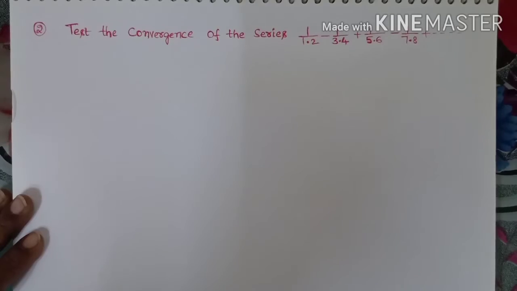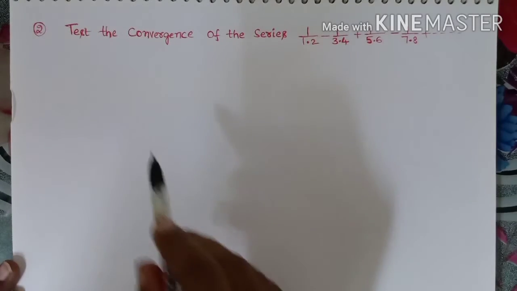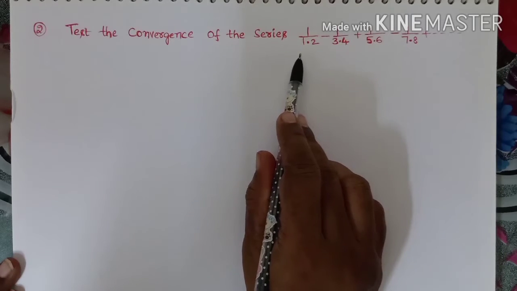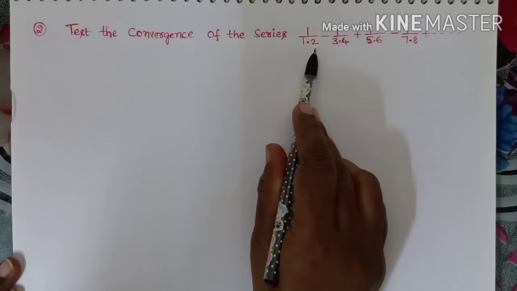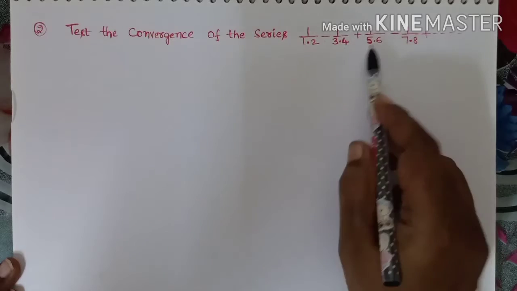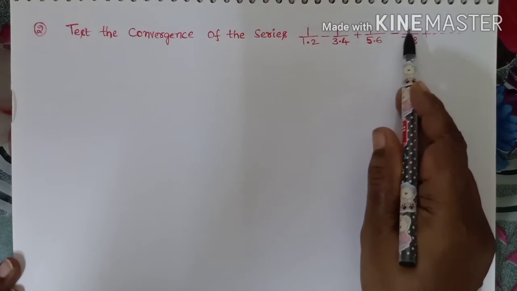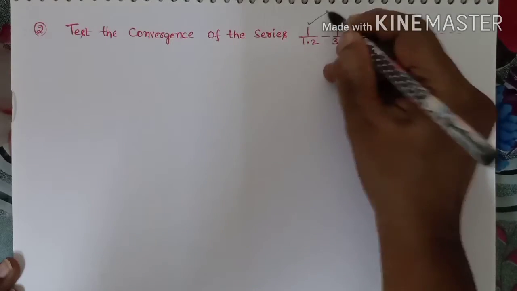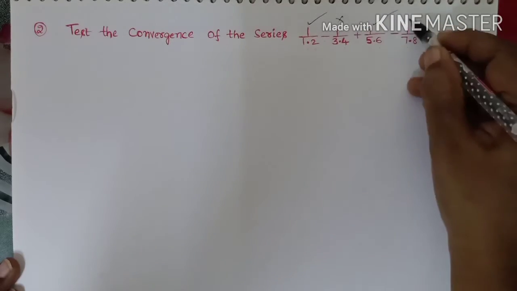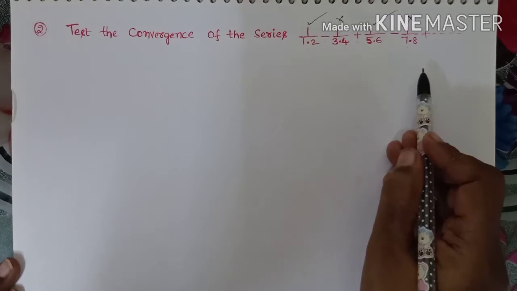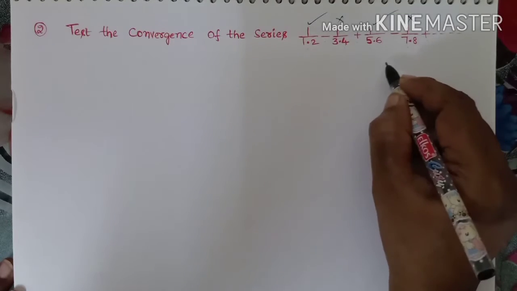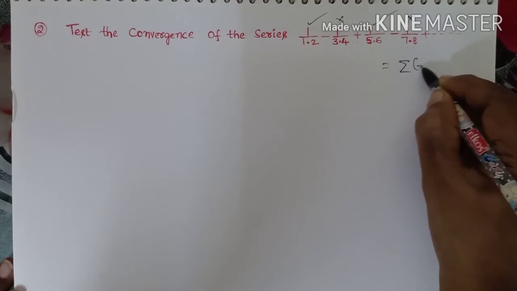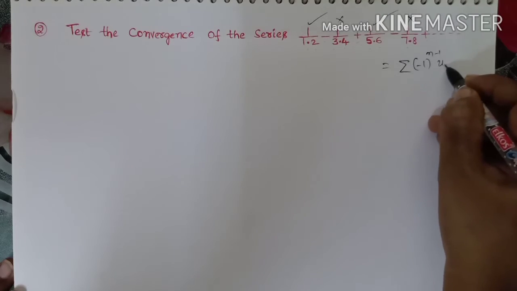Now we'll see one more problem. Test the convergence of an alternating series 1 by 1 into 2 minus 1 by 3 into 4 plus 1 by 5 into 6 minus 1 by 7 into 8 plus and so on. Obviously it contains positive terms as well as negative terms. Therefore this is an alternating infinite series. We call this as sigma (minus 1) whole power n minus 1 into u(n).